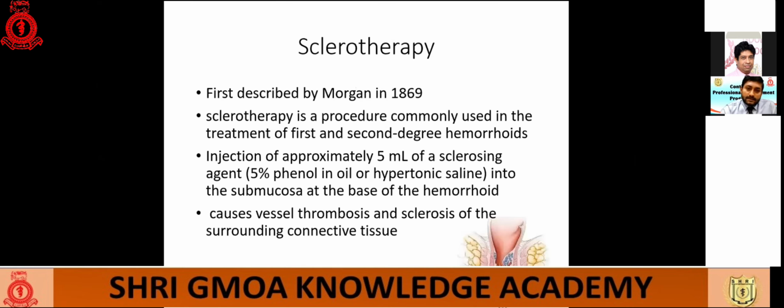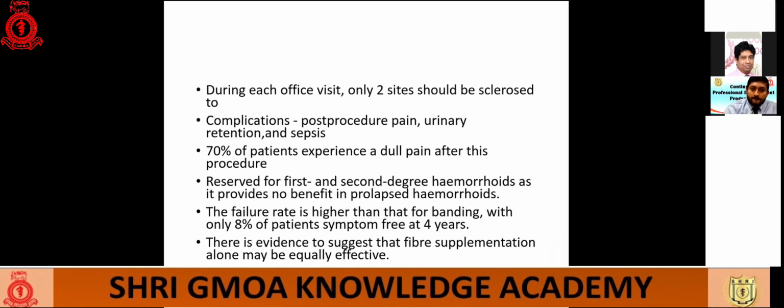And sclerotherapy was initially done in 1869, and we inject 5% phenol or hypertonic saline. 5 ml can be injected using a very small spinal needle. The mechanism is that we make the vessels thrombosed and sclerosed. At a time, as with rubber band ligation, we should do at least 2 sites, not more than that, because there will be significant pain after these procedures, and this can also cause post procedure pain, urinary retention, and sepsis.